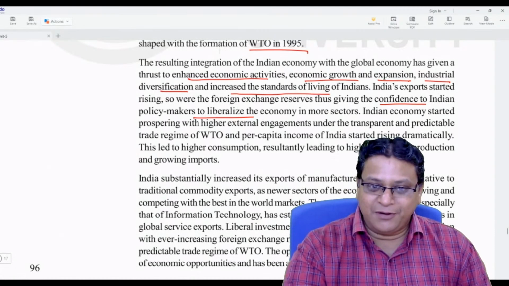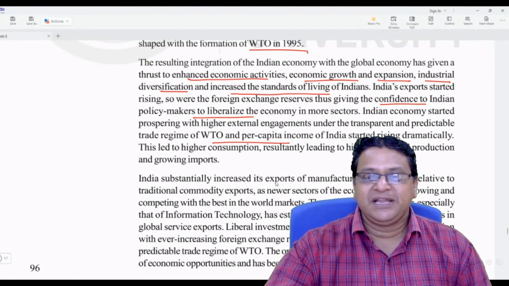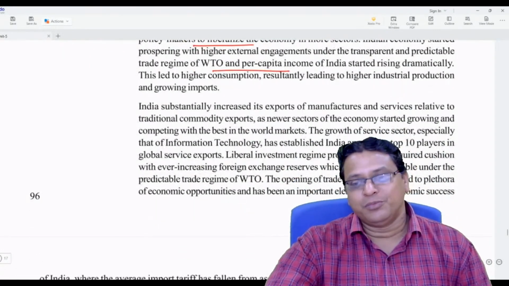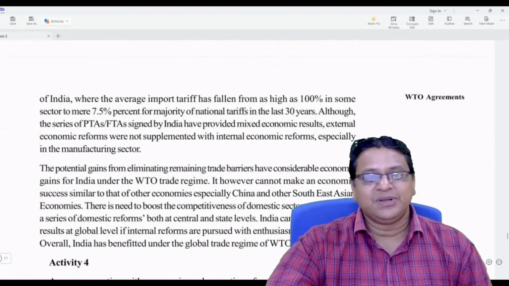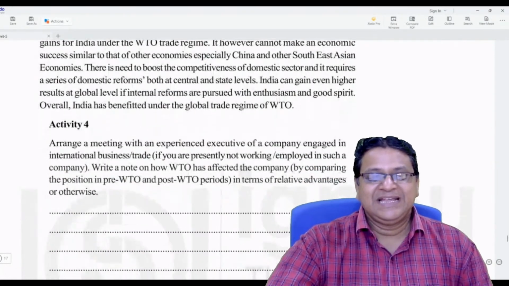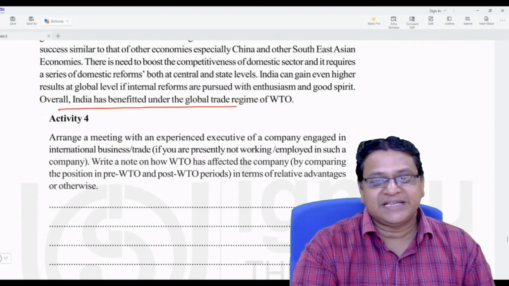The per capita income of India has increased once we adopted the liberalized rules and became a member of WTO, and we do international trade as per WTO regimes. So we can conclude that India has benefited under the global trade regime of WTO.